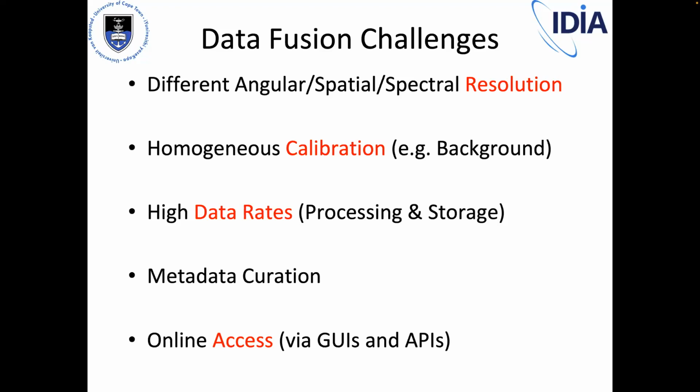Calibrating the images, so measuring the background, removing the background, and measuring the flux on top of the background is a very different process in the different domains of the electromagnetic spectrum. So you need to be able to do it right if you are to put all of the images on the same flux scale. And increasingly over the last few years, there is a problem with high data rates.